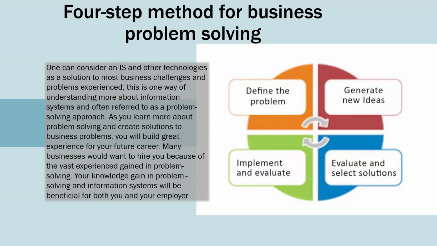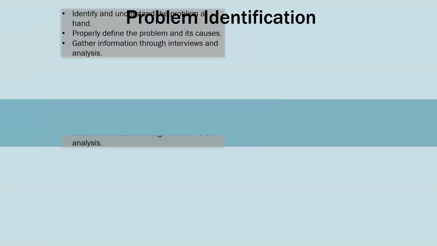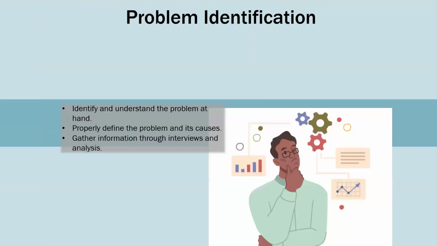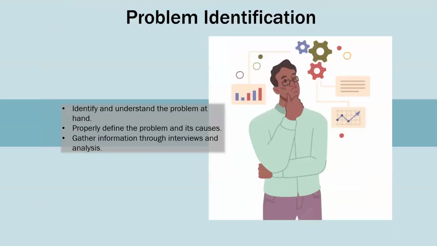So the first stage is you define the problem. Second is you generate new ideas. Then the third, you evaluate and select a solution. And then when you have selected the solution, you need to implement it and evaluate how it works. So let's look at the first stage, which is problem identification, right? When you have a problem, you need to identify and understand the problem at hand. Then you properly define the problem and its causes, and you gather information through interviews and analysis.